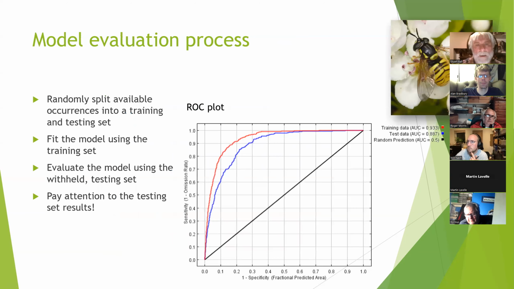So what we tend to do is randomly split the occurrences into a training set and testing set. We fit the model using the training set, and we evaluate the model using the withheld data as, in some sense, independent. It's not truly independent data because it comes from the same source, but it's in some sense more independent. And what we pay attention to is the testing results, not the training results, because we'd hope the training curve would be pretty high if the model fitted successfully. So in our case this time, the training AUC was 0.933, but the test AUC was 0.887.